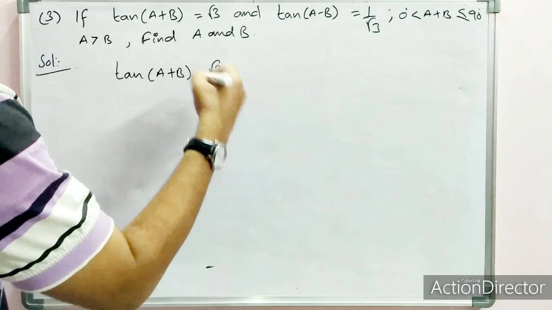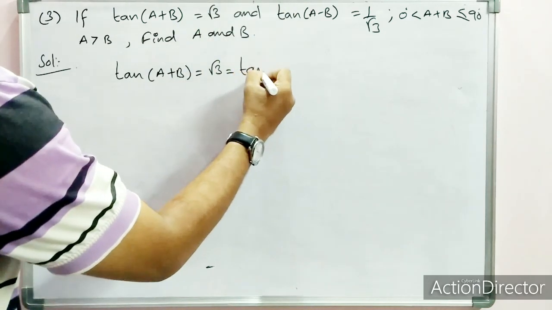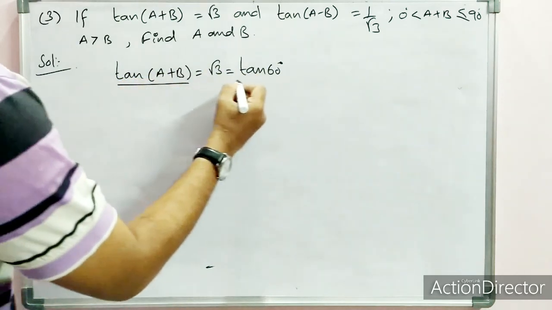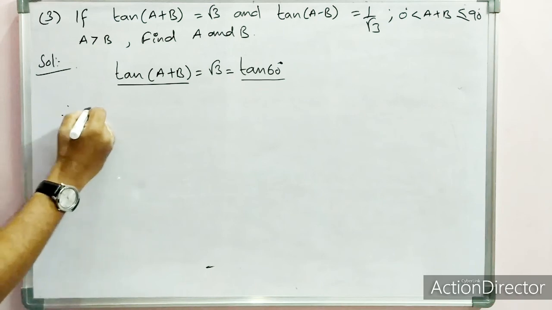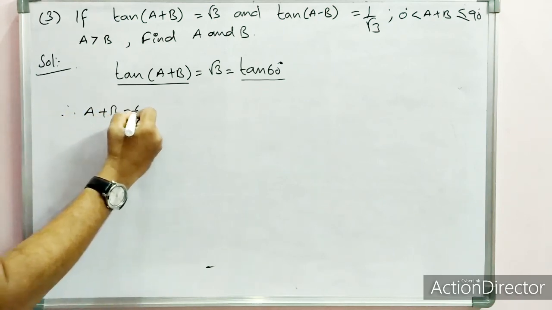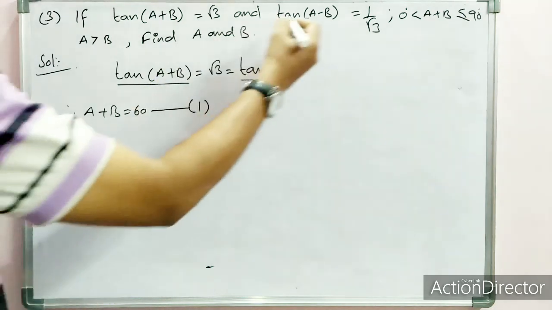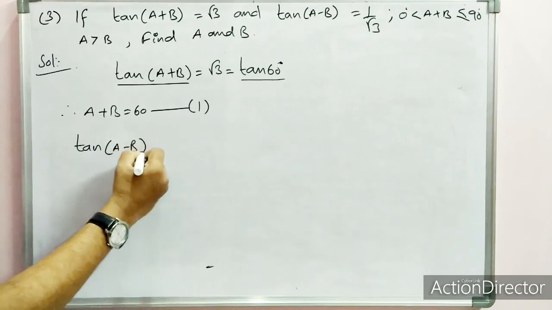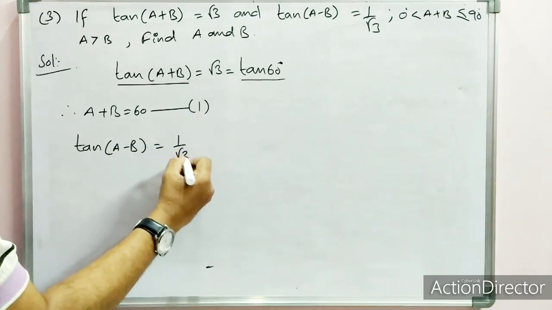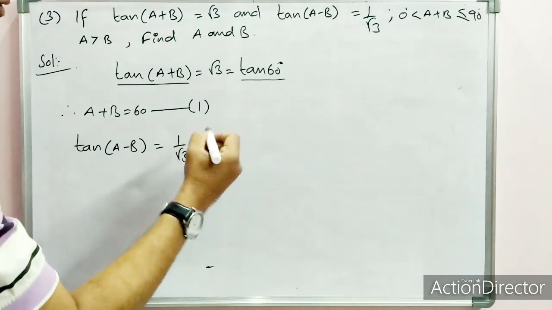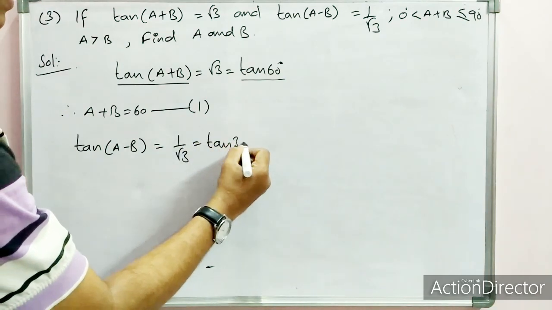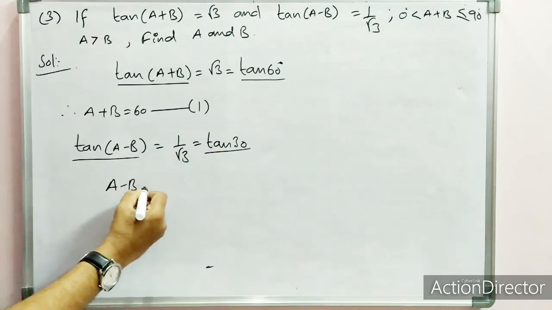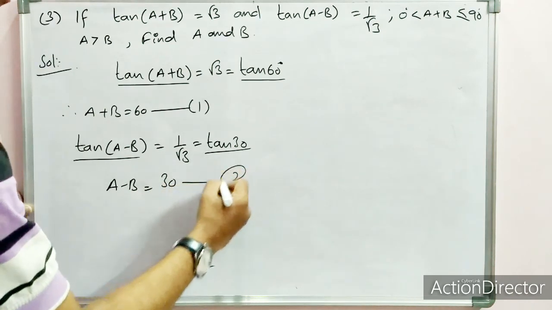Root 3 I can write in terms of tan as tan 60. Now comparing these two angles, tan(A+B) is equal to tan 60, so I can write A+B is equal to 60. This is equation 1. Now take the second condition, tan(A−B) is equal to 1 by root 3. So 1 by root 3 is nothing but tan 30. Comparing these two, A−B will become 30. This is equation number 2.